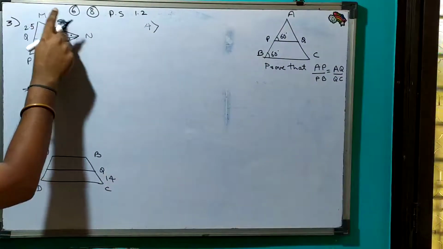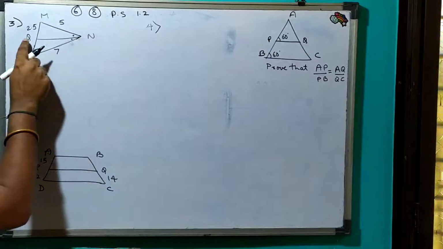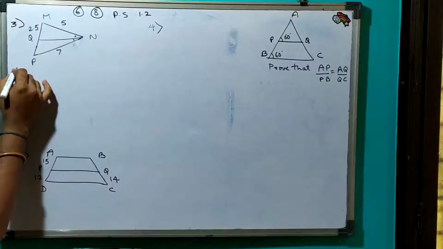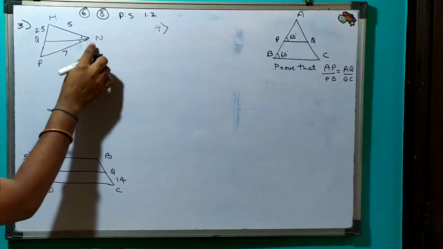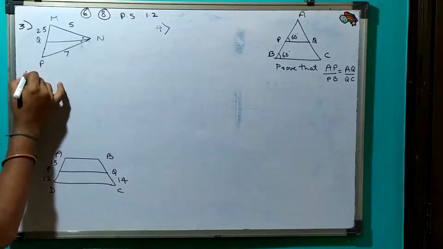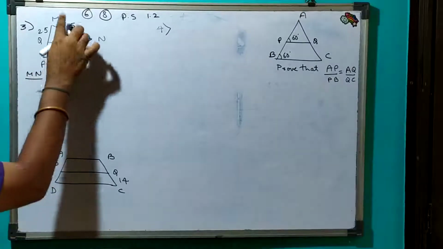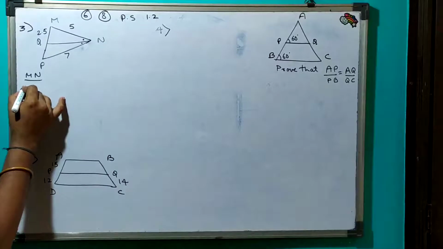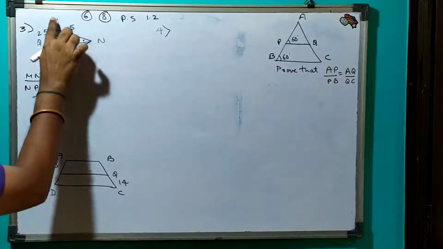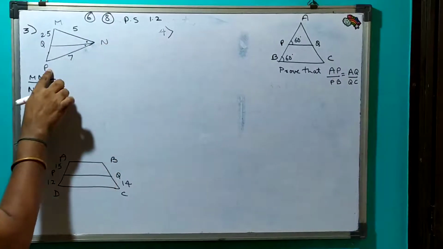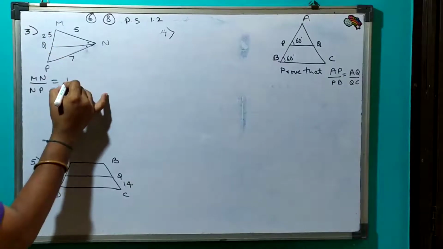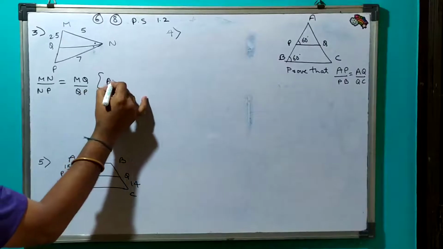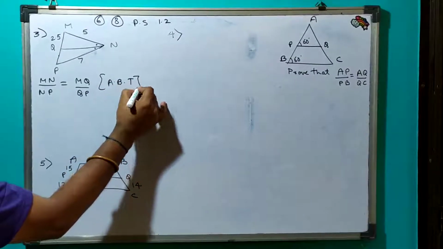In this sum, triangle MNP, MQ is the angle bisector. So I can write over here directly, MN upon NP is equal to MQ upon QP. This is my angle bisector theorem.